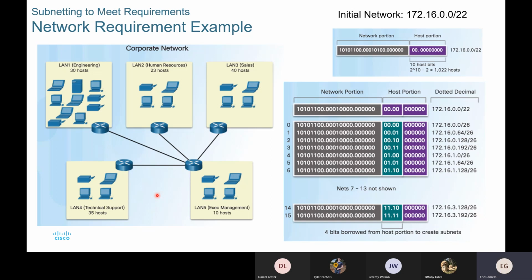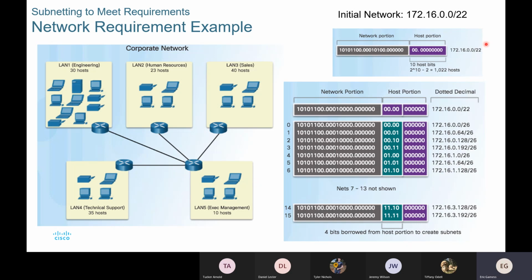We borrow bits from the host part and change them to subnet bits. To create 16 subnets, how many bits do I need to borrow? If I borrow 5, 2 to the power of 5 is 32. So it's not 5. I need to create 16 subnetworks. So it will be what? 4, yeah, obviously. 2 to the power of 4 is 16. I need to borrow 4 bits.